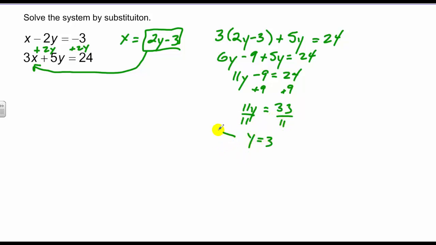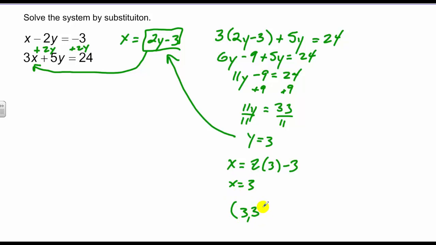Knowing that y is equal to 3, I'm going to plug back into this equation right here because I know that's what x is equivalent to, and say x is equal to 2 times 3 minus 3, or x equals 3. So my solution is the ordered pair 3, 3.